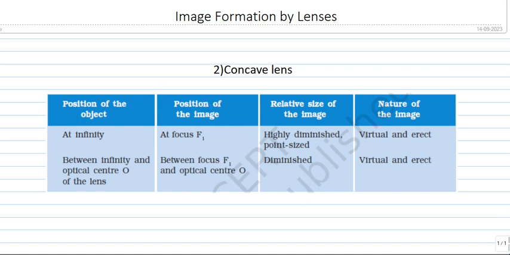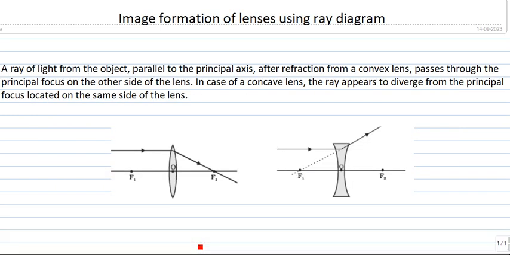So now, after this we will see how this image is formed using ray diagram. So the next thing we will see is image formation of lenses using ray diagram. For the mirror also we saw ray diagram, and we will use the same principles. There are 3 points which we have to remember when we are drawing a ray diagram. The first thing is, a ray of light from the object parallel to the principal axis after refraction from a convex lens passes through the principal focus on the other side of the lens.